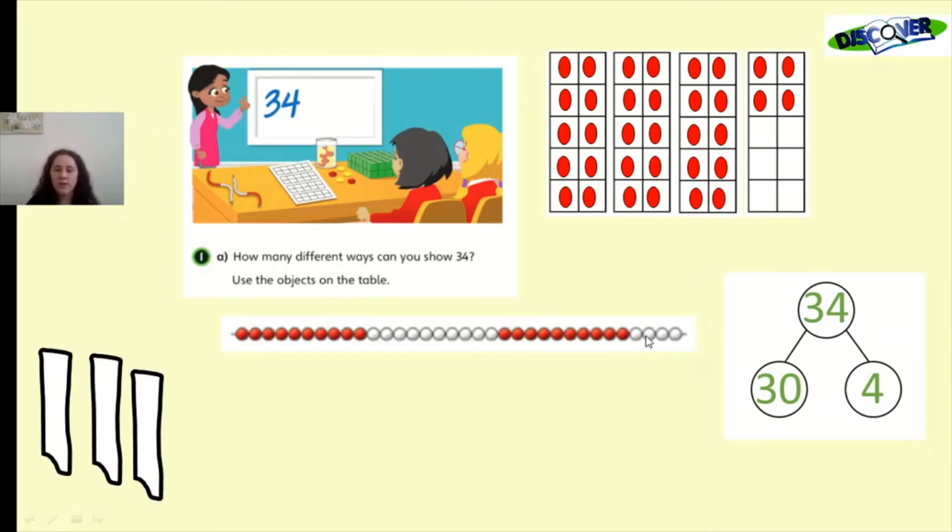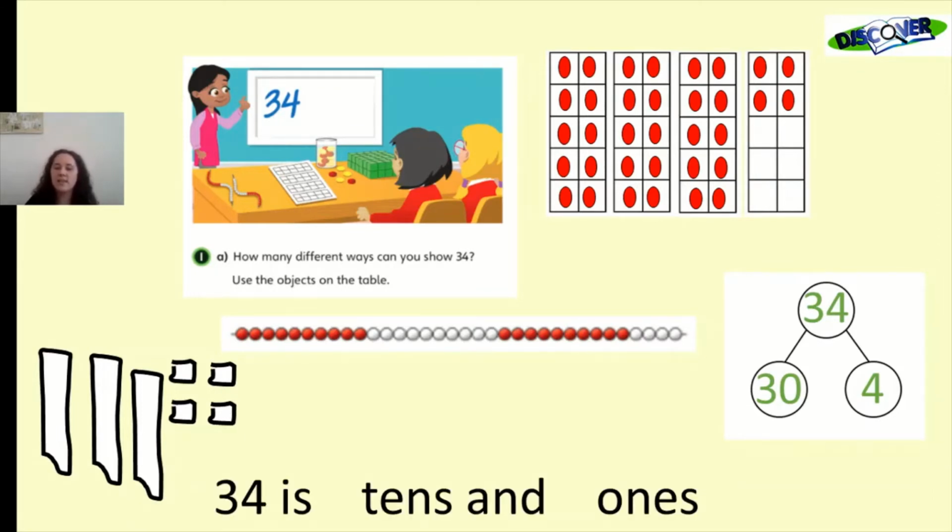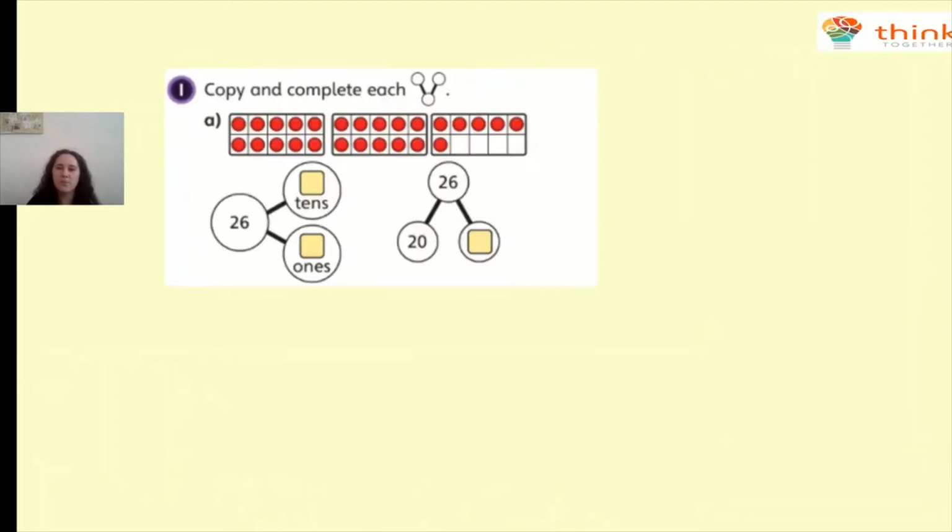We could also draw this. Here we would again need 3 groups of 10 or 3 longer cubes and then 4 small cubes to represent those 4 ones. Finally, we could write it. We could say 34 is 3 tens and 4 ones. Those are all the different ways that we could make 34.